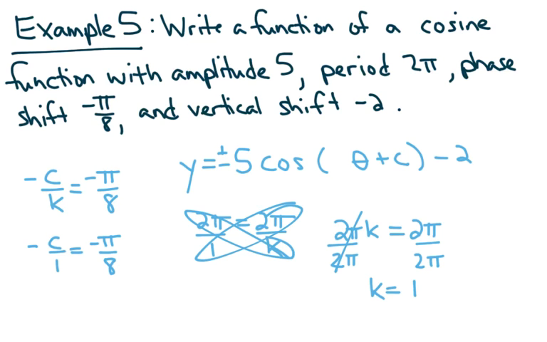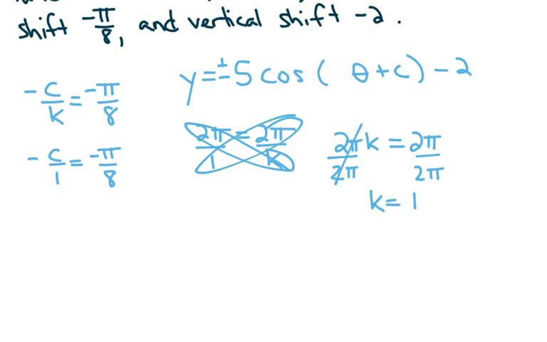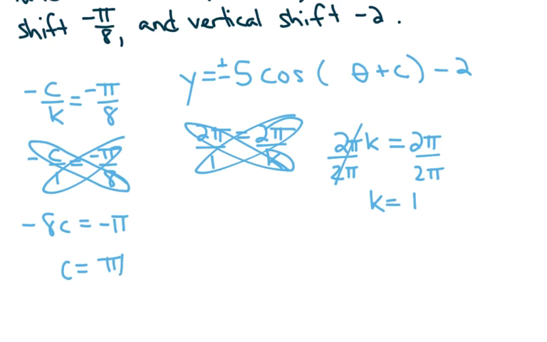Look, it's another proportion. Let's solve this for c. So negative 8c is going to equal negative pi. The negatives are going to cancel, and when I divide, I get pi over 8. So I'm going to replace c with pi over 8.